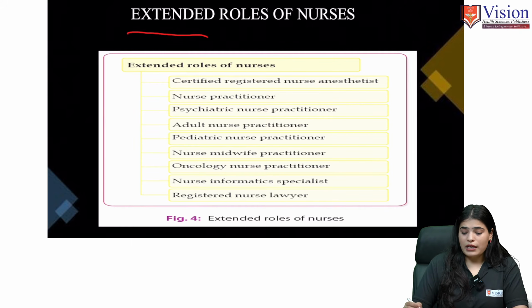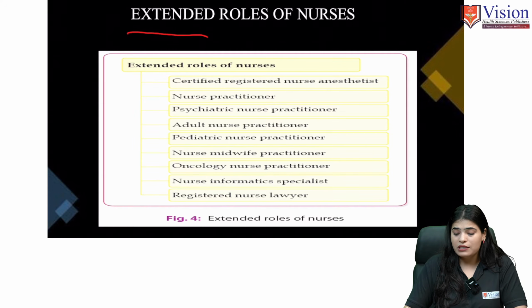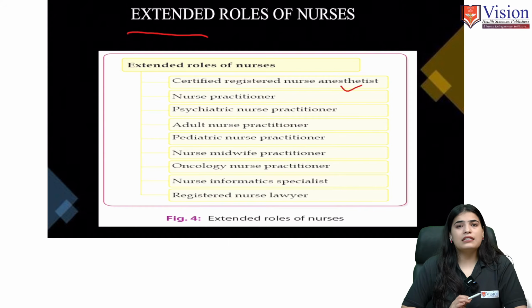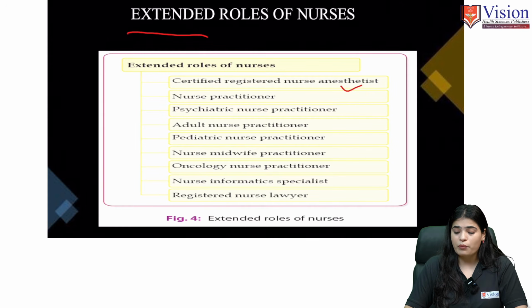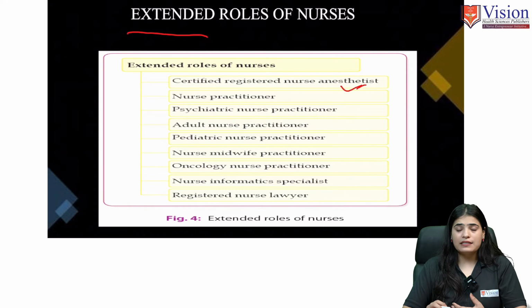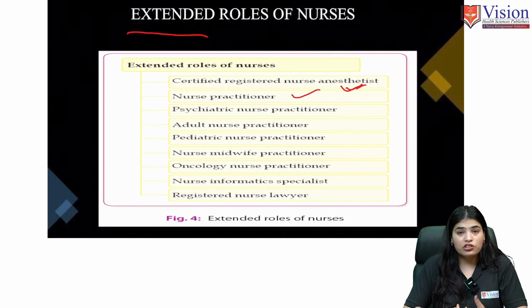Okay, so as you can see here, the first one is certified registered nurse anesthetist. It is not the traditional duty of the nurse, but here they are performing this. They are getting some license, they are getting some additional education, and they can perform these roles. Nurse practitioner, okay, for that they will be getting some additional education, and they can perform the role of nurse practitioner.